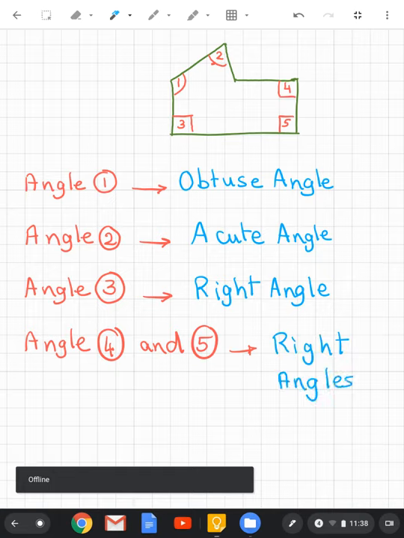So today we took what we mean by angle, what the types of angles are, and how to differentiate between them. I hope that you understood what we took and you are able to differentiate between the angles in any shape you have.